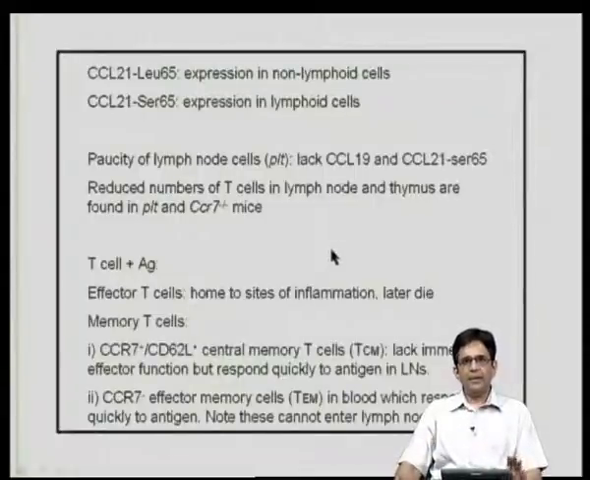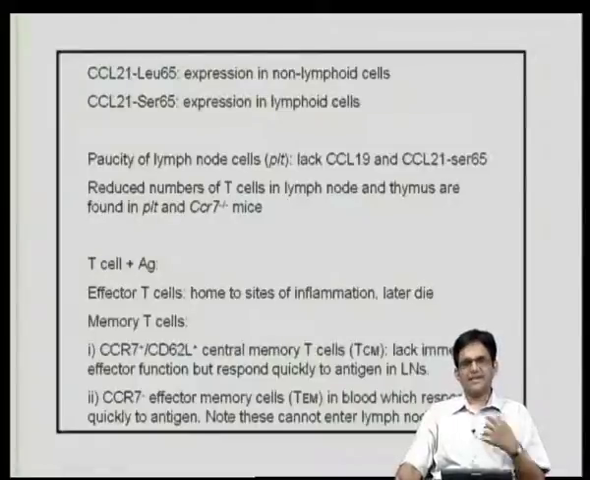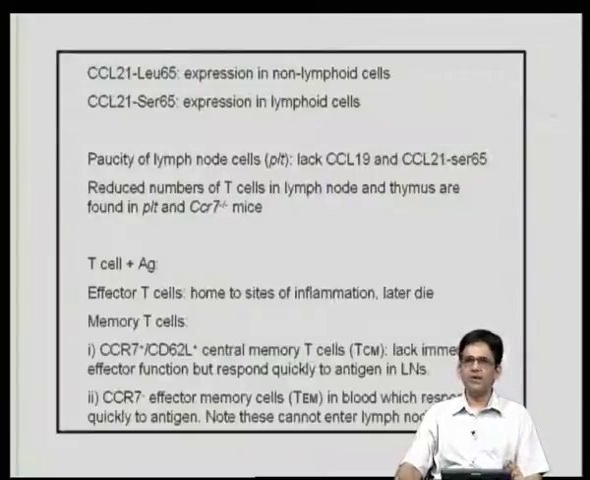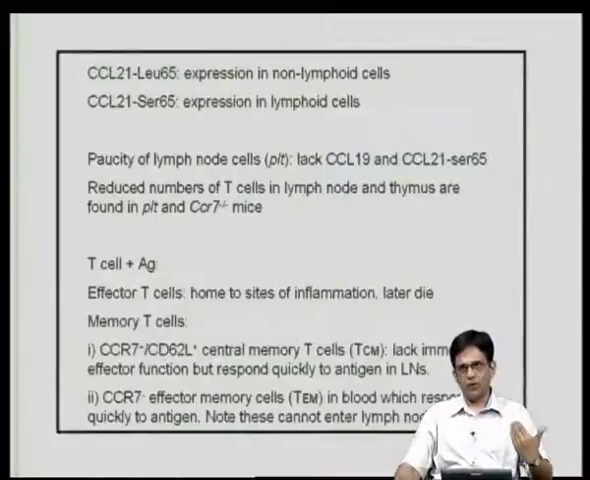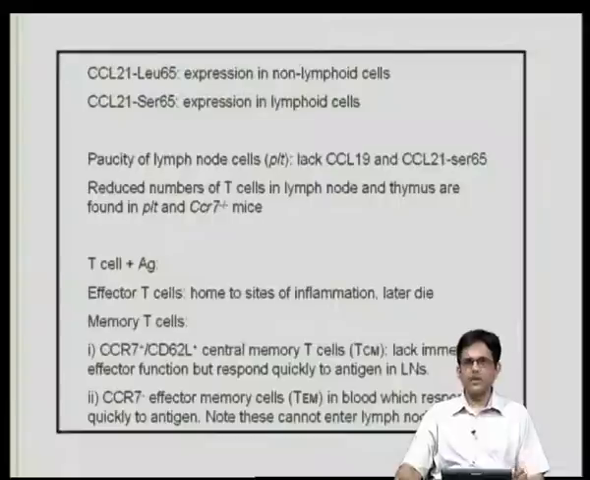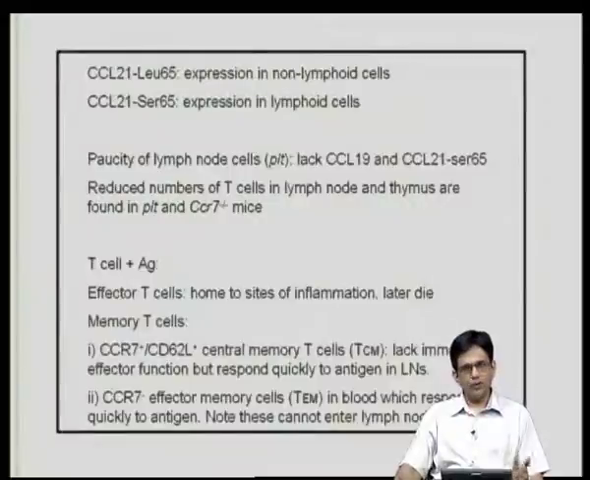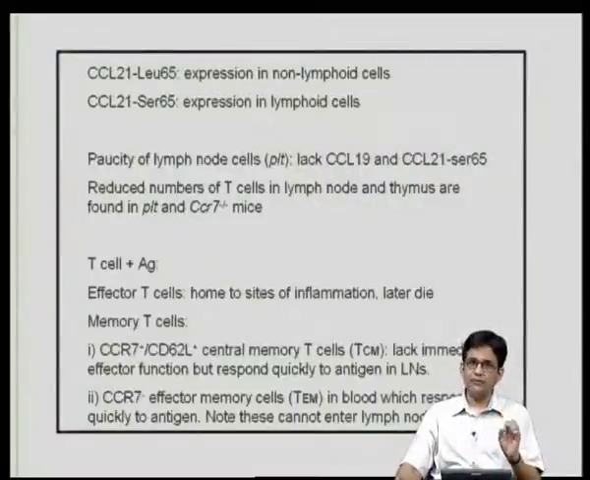Now, a little bit about the T cells. Once you have a T cell that is activated with antigen, these effector T cells home on to the sites of inflammation, they do what they are supposed to do, and they subsequently die, and that is the process of activation followed by death, so that you can regulate T cell numbers. However, a small population of T cells do remain, and you have in fact two types of memory T cells. Ones that are CCR7 positive, and these are known as the central memory T cells. These are present in lymph nodes, and while they do not have an immediate effector function, they respond quickly to antigen once the antigen comes in lymph nodes.